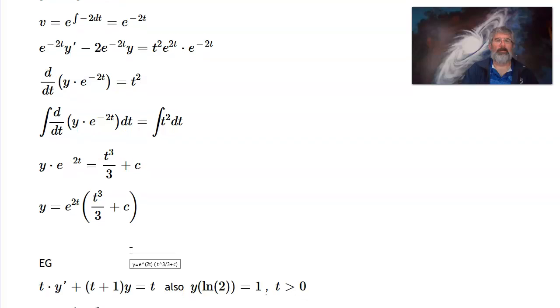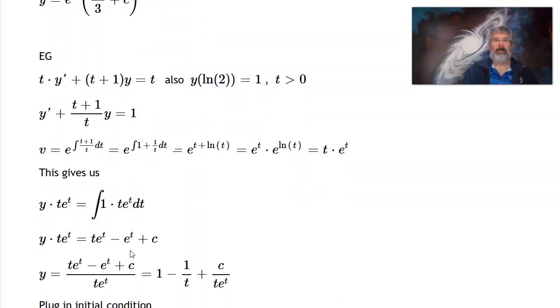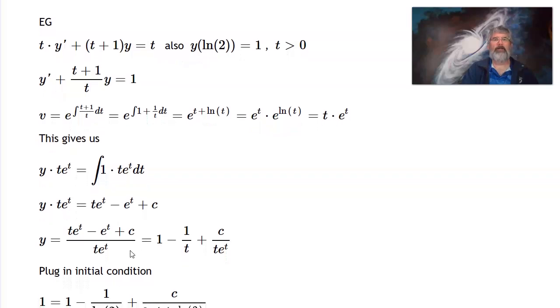Now let's do another one. Here's my differential equation: t times y prime plus the quantity t plus 1 times y equals t. Also, in this case, I want the initial condition that when t is log 2, y is equal to 1. I'm grabbing this out of the book. It's problem number 12 in the book. They want t to be positive.